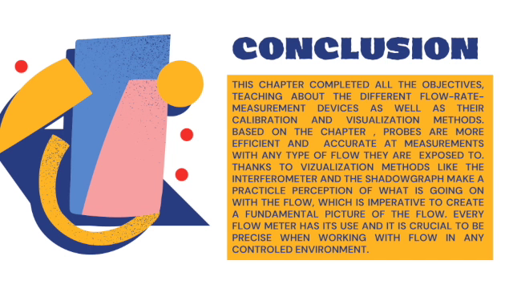To conclude, this chapter completed all the objectives, teaching about the different flow rate measurement devices, as well as their calibration and visualization methods. Based on the chapter, probes are the most efficient and accurate at measurements with any type of flow they are exposed to. Visualization methods like the interferometer or the shadowgraph give a perception of what is going on with the flow, which is imperative to create a fundamental picture of the flow. Every flow meter has its use, and it's crucial to be precise when working with flow in any controlled environment.